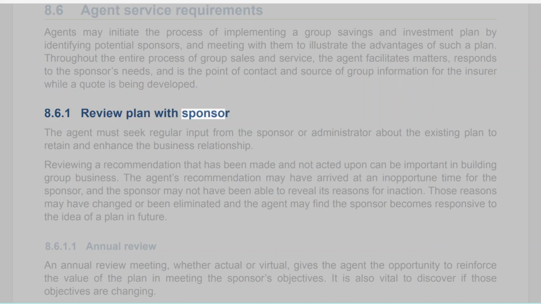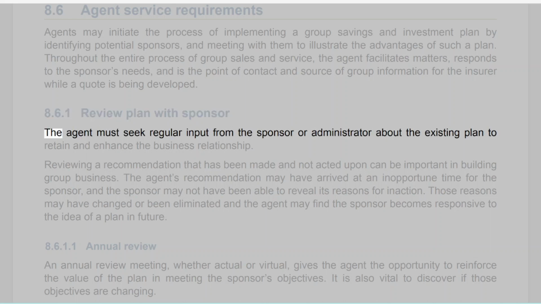8.6.1 Review Plan with Sponsor. The agent must seek regular input from the sponsor or administrator about the existing plan to retain and enhance the business relationship.